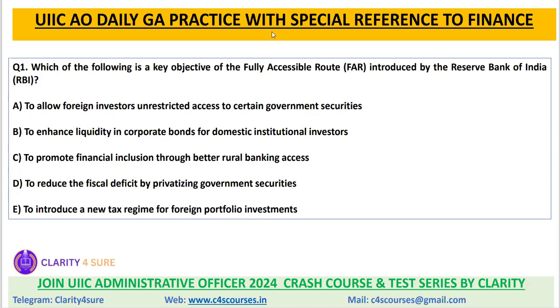Okay, so the first question on the screen is: which of the following is a key objective of the Fully Accessible Route introduced by RBI? Options are given on the screen.